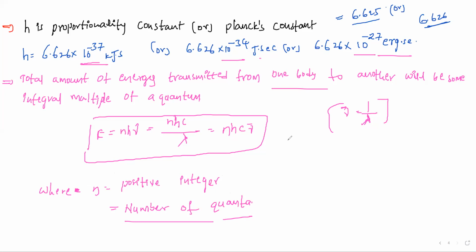That's it. Energy is absorbed or emitted in a discontinuous manner, not in a continuous manner. The discontinuous packets are called quantum. With respect to light, we can call this a photon also. Photon and quantum are both same. The total amount of energy transmitted from one body to another body equals n h nu, that equals n h c by lambda, and that equals n h c times wave number.